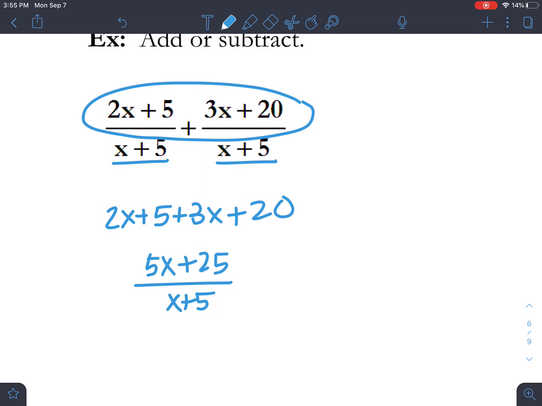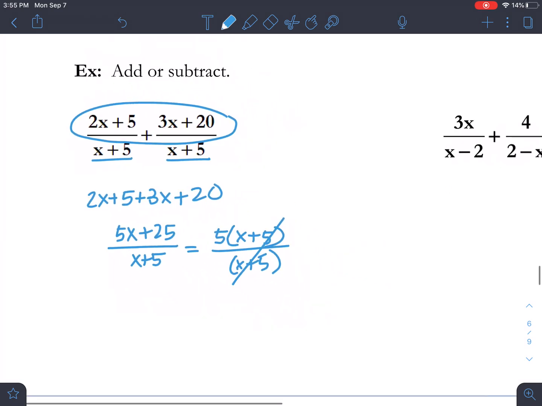And I think to myself, is there anything else I can do to simplify this problem? Okay, well, 5x plus 25 actually factors to 5 times x plus 5. And I already have an x plus 5 in the denominator. So my final answer here is actually just 5. So we still don't want to forget about simplifying, but we're not going to be doing any simplifying until the very end, almost always. So wait until you've added stuff together, combine those like terms, and then look to simplify.